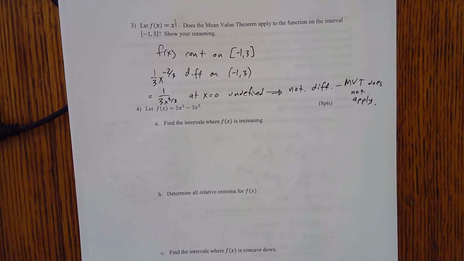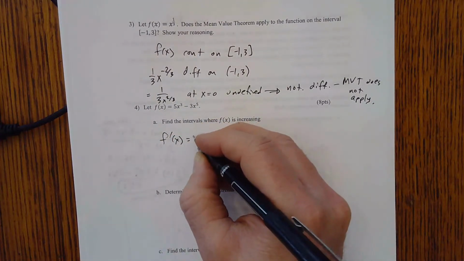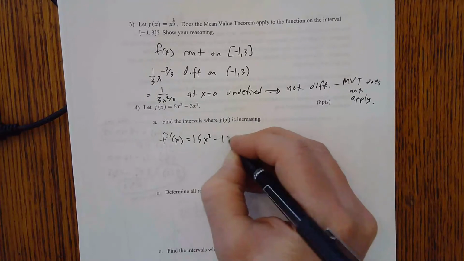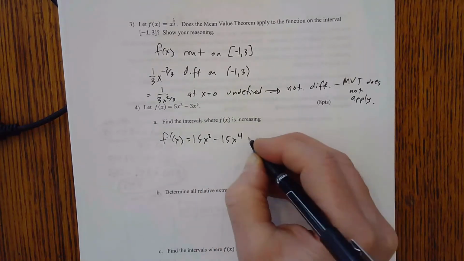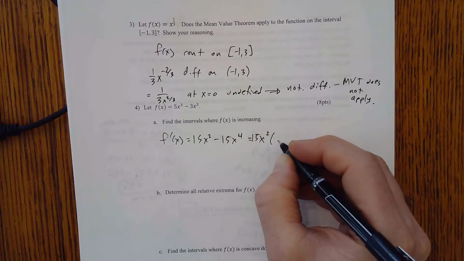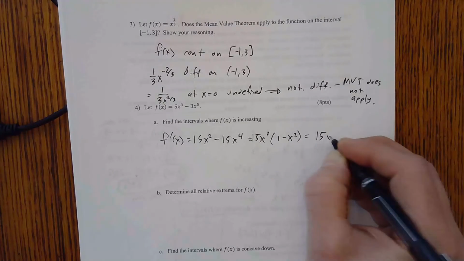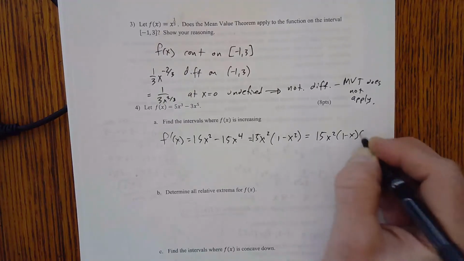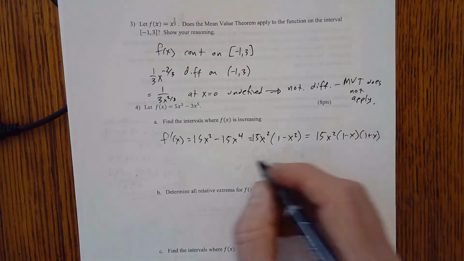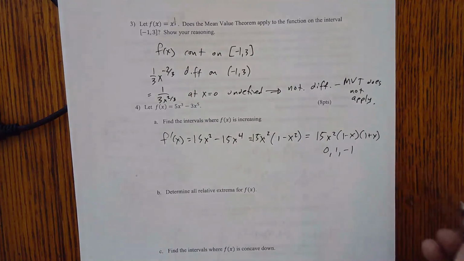Alright, so number 4. Find the intervals where the function is increasing. So I look at its derivative: 15x squared minus 15x to the 4th, which is 15x squared times (1 minus x squared), or 15x squared times (1 minus x)(1 plus x). So I see I have 3 critical values at 0, 1, and -1.